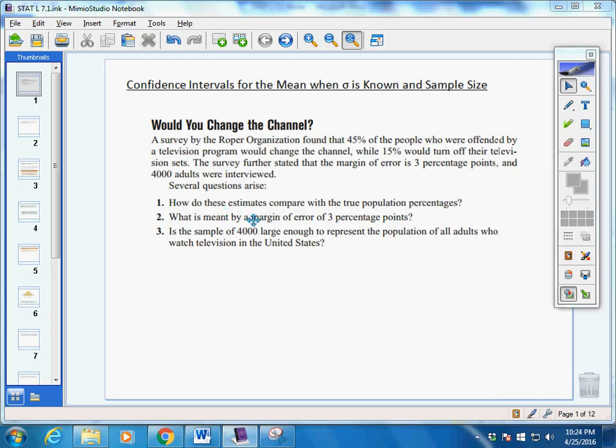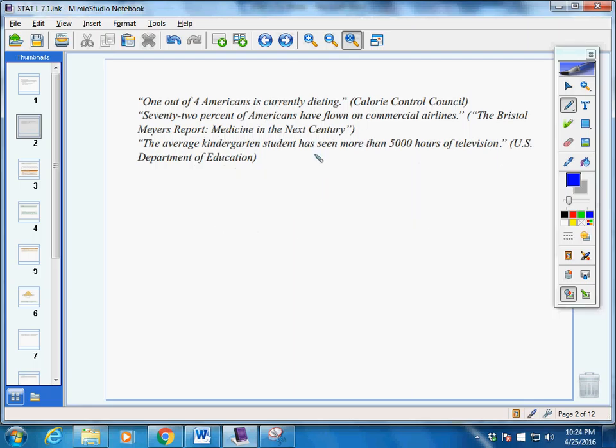So, how do these estimates compare with the true population percentage? What is meant by margin of error of 3 percentage points? And is a sample of 4,000 large enough to represent all the adults who watch television in the United States? What we're talking about in this lesson is confidence intervals. Basically, how confident can we be when we see information saying 45% were offended, they change a channel? How confident can we be in those results? And that goes along with this. This is all estimation.